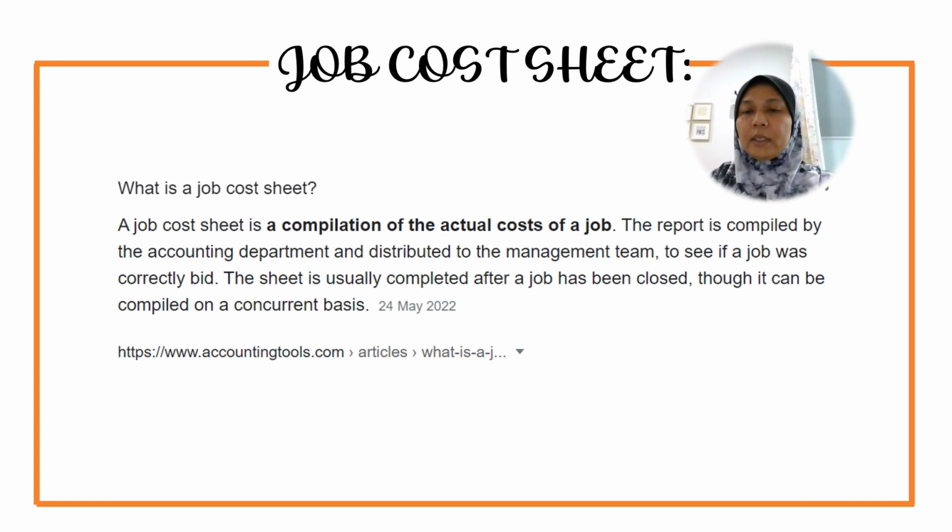So how do we determine the cost for each job? In order to determine the cost for each job assigned, the business needs to prepare a job cost sheet. What is a job cost sheet? It is basically a compilation of the actual cost of a job. The report is compiled by the accounting department and distributed to the management team to see if a job was correctly bid. The sheet is usually completed after the job has been closed, though it can be compiled on a concurrent basis.